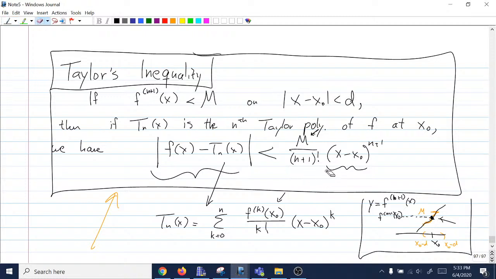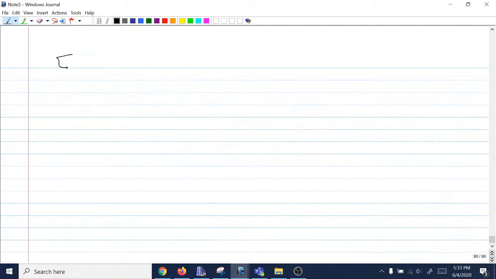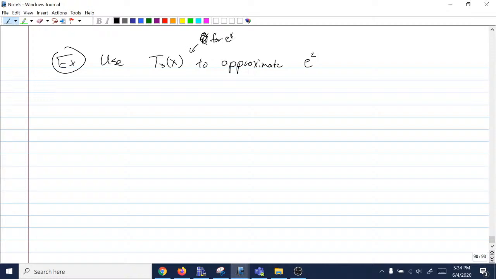Let's try some examples. Let's use T3 of x to approximate e to the 2. I guess I should say for e to the x at x naught equals 1, to approximate e squared. Use Taylor's inequality to bound your error.